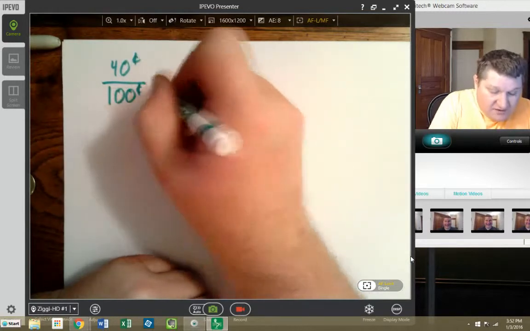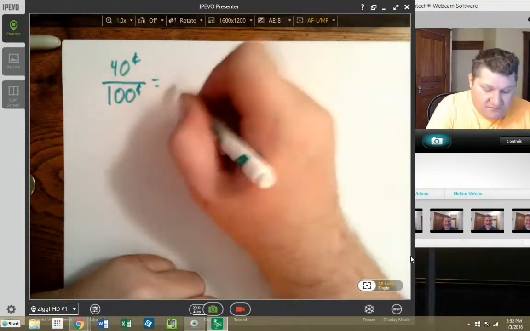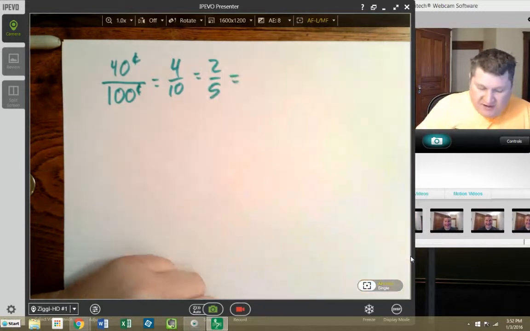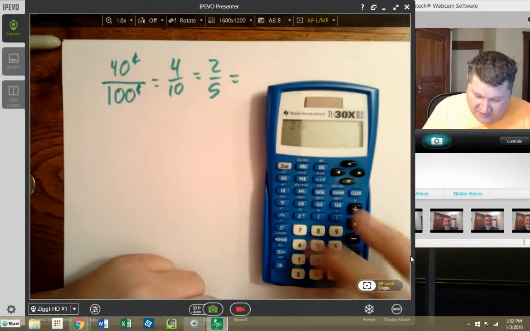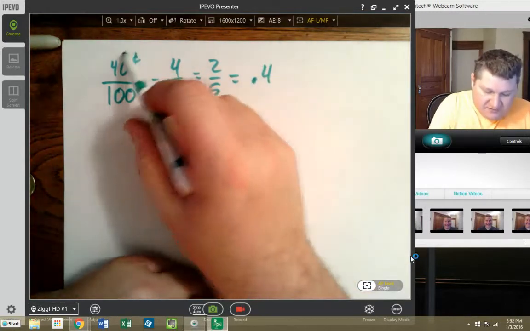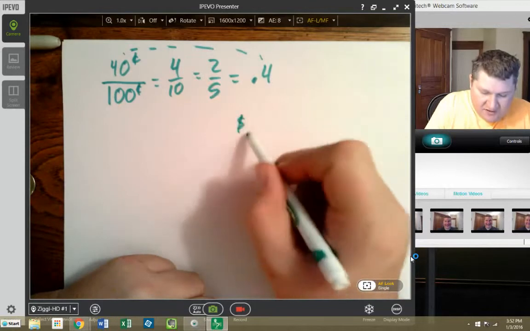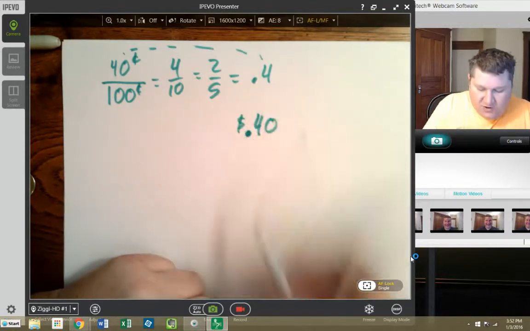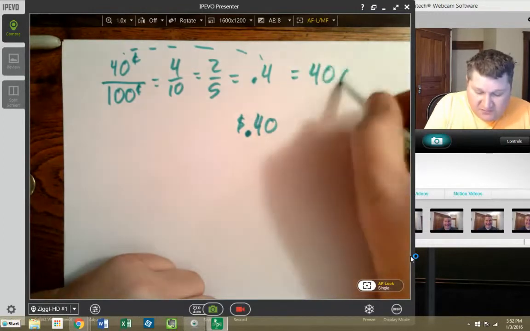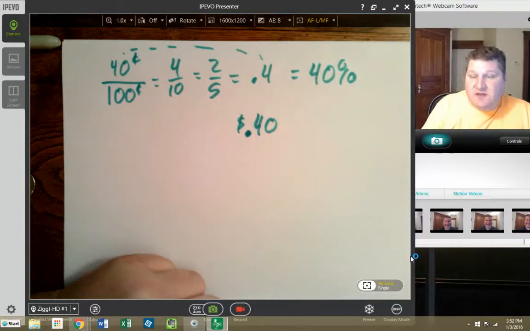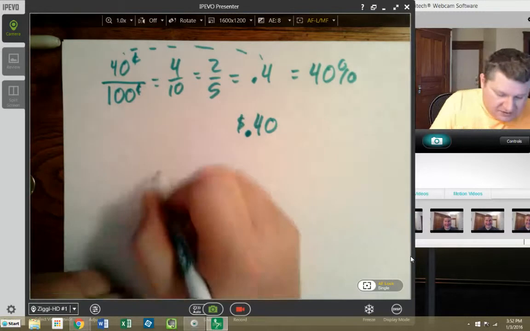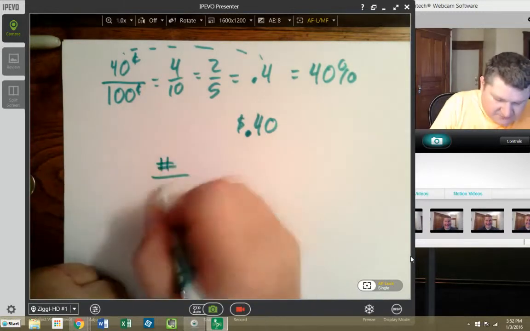100 cents. So that's going to be 40 over 100, or 4 over 10, or 2 over 5, and I can take my calculator. 2 divided by 5 is 0.4, which makes sense, by the way. 40 cents is also written as $0.40, right? So what we can do is turn that into a percent, and that is 40%.